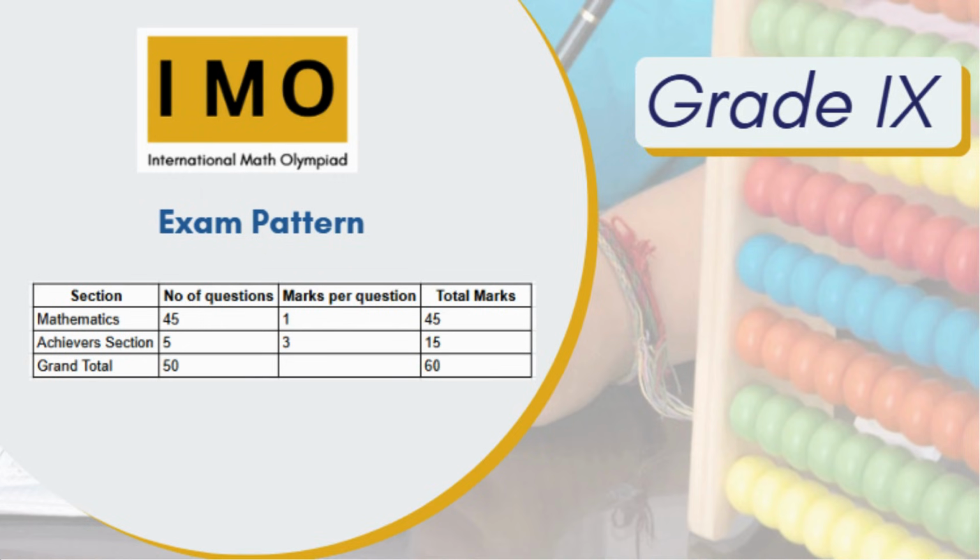from the achievers section. The first 45 questions carry 1 mark each and the remaining 5 questions carry 3 marks each. So that's how the total becomes 50 marks. Okay, so let's start with the first question.